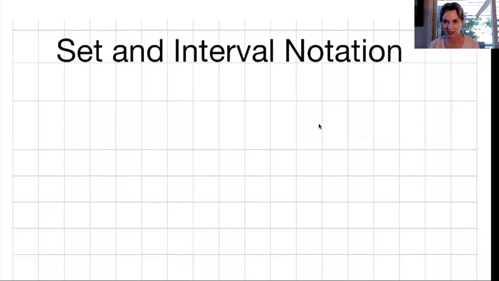So we're going to come over here to our iPad, and we're going to get started. We're going to be doing set and interval notation today.